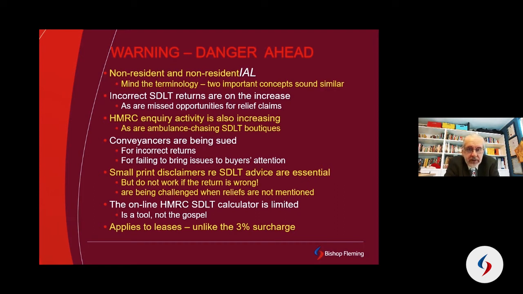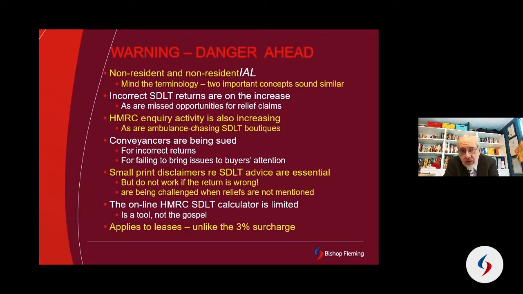It's all very well not claiming something that should be claimed. It's all very well preparing a return based on information given. But if you actually do the return wrong, which happens a lot in the 15% surcharge, but can equally happen here, if you're not asking the right questions, if you're not taking notice of what you're told, then I don't think that a conveyancer will have a leg to stand on if the return is wrong and the opportunity to get a refund is gone.